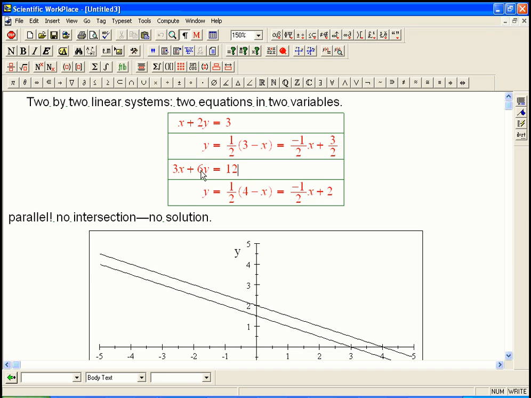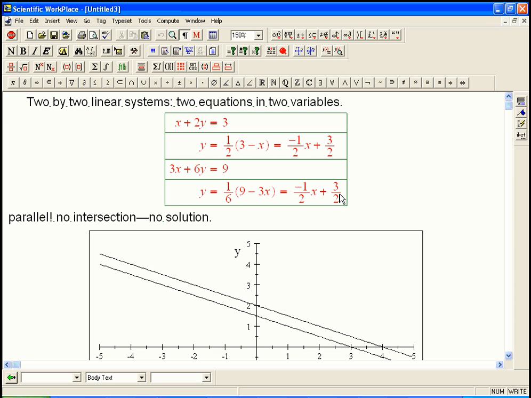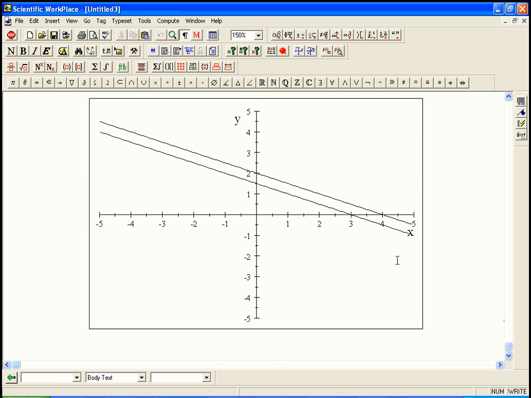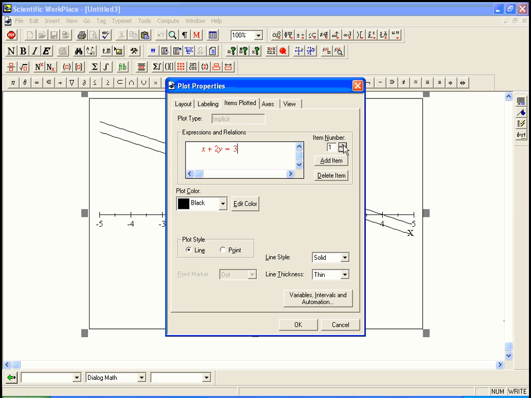So any time this left-hand side is a multiple of the other left-hand side, they're going to be parallel. Or what if this were a 9? Let's resolve it. It'd be 1/6 times 9 minus 3x, but that's still minus 1/2 x plus 3/2. Now it's exactly the same equation. It's just the first equation multiplied by 3. So I'm not going to get 2 lines here. I'm just going to get the 1 line.